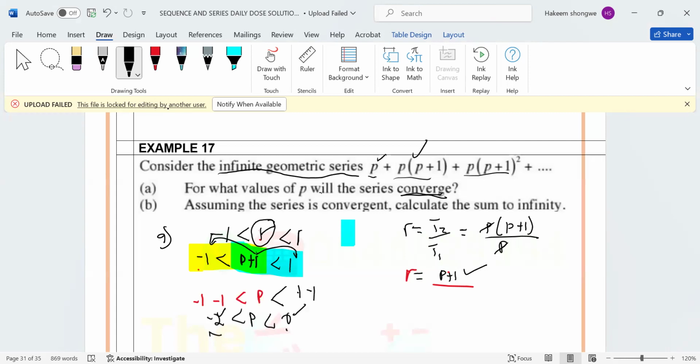Now, assuming the series is convergent, calculate the sum to infinity. How would you calculate the sum to infinity? That's number P. How do you calculate sum to infinity? You need the formula that says we have S infinity, which is going to be given by A all over 1 minus R. Now, what is A according to this series? You put P there. All over 1 minus open bracket. What is R? It's P plus 1.